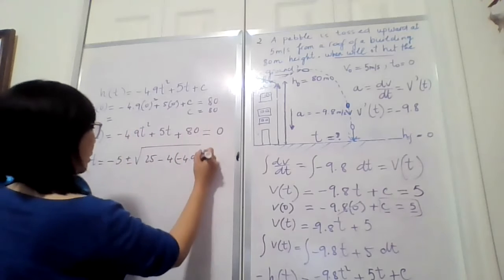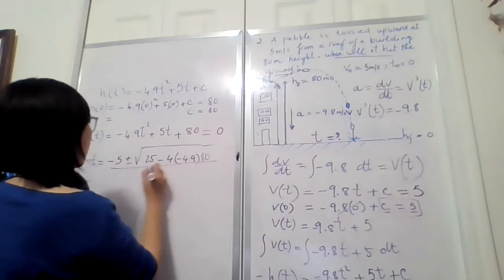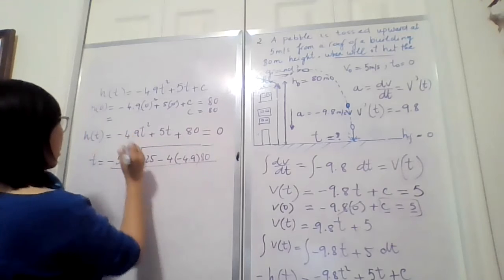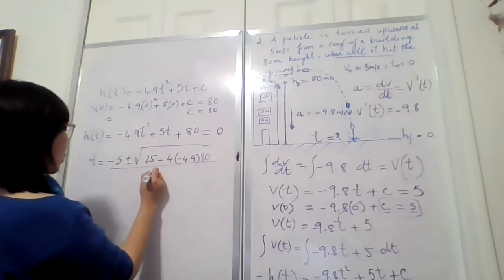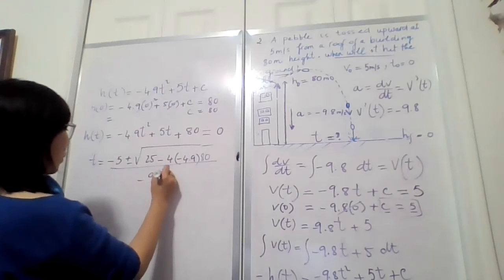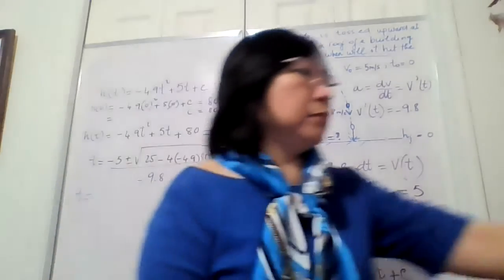A times c, times 80. And all of this will be divided by 2a, which is this number times two, so it becomes minus 9.8. Okay, so let's solve this equation and find out.